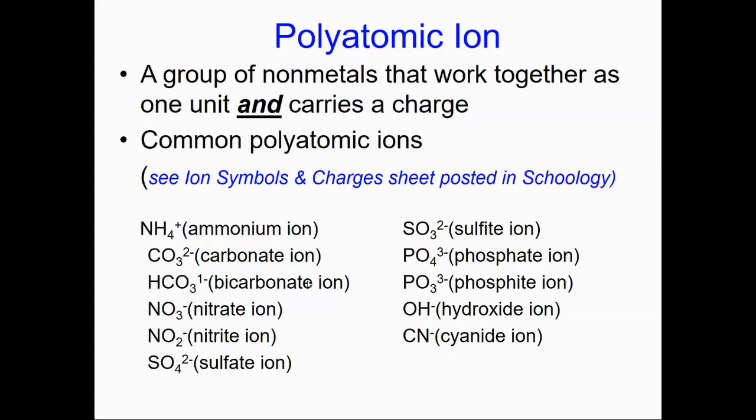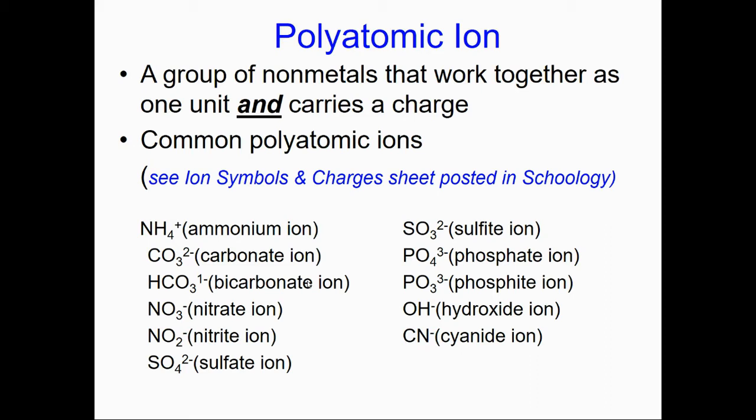Okay, that brings us back to ions, our polyatomic ions. This is a group of nonmetals, so we're looking at the orange stuff on the periodic table, top right-hand corner, on the right side of the stair step, on the right side of the metalloids. It's a group of nonmetals that work together as one unit. They exist bonded together, actually bonded together by something called a covalent bond. They're bonded together, but they also carry a charge, making them an ion.